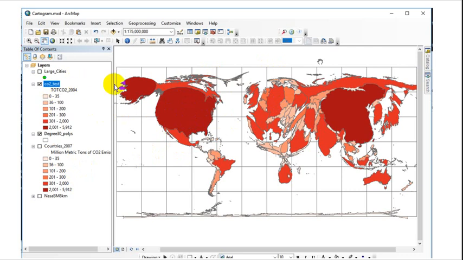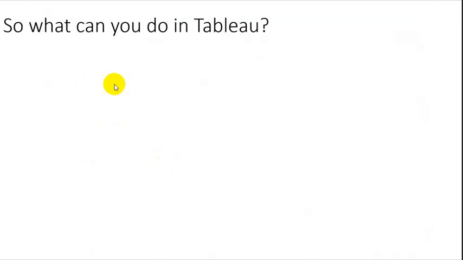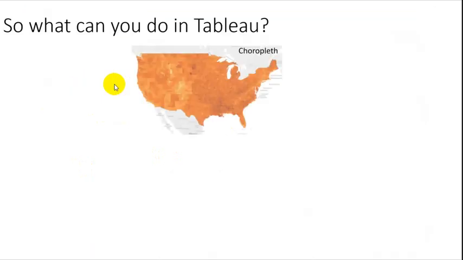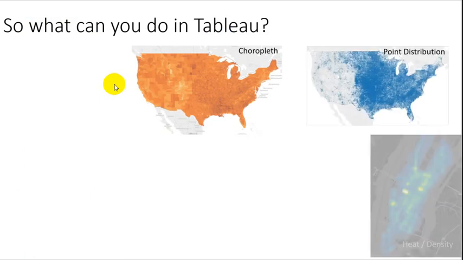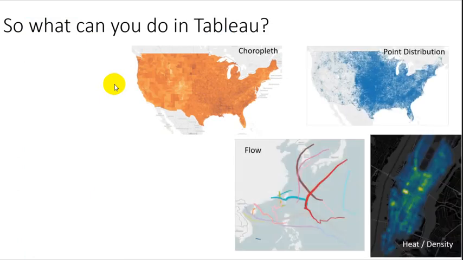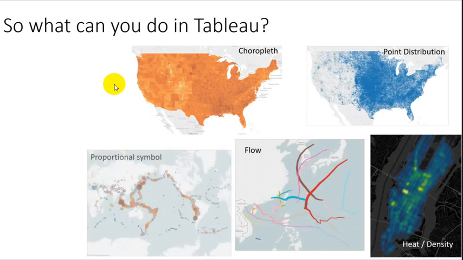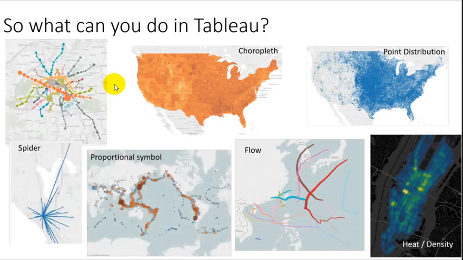Okay, in Tableau in particular, we've talked about the coordinate system. It really sucks, but it's very easy to make choropleth maps. You can do point distributions, make heat maps or density maps. It is possible to make flow maps, but getting the data to do this is really complicated. We haven't had any success in previous semesters. Proportional symbols and spider kinds of maps. So just as a little bit of a teaser for things that you can do, and hopefully you'll be inspired to do something fabulous for your final project.